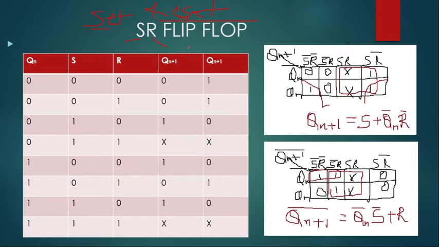So this is the truth table. It is basically having three inputs. This is your present state. Qn here stands for present state. S and R, these are the two inputs. Qn plus 1 and Qn plus 1 bar, sorry, here the bar will be there. Qn plus 1 bar. These are the two outputs, or we can say the next state.